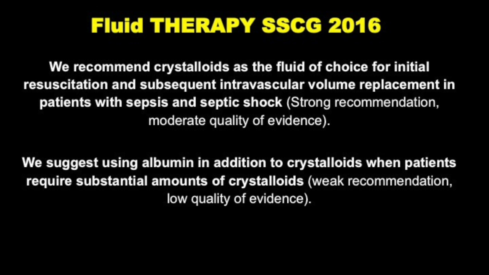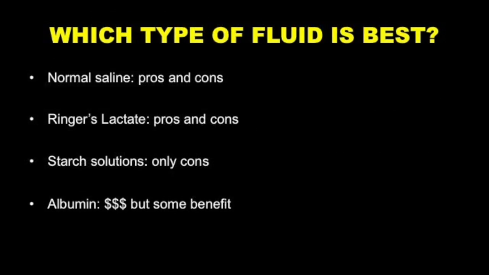So when we talk about which type of fluid is best, normal saline has pros and cons. It's available, probably the most readily available. It's not harmful in traumatic brain injury because it's not hyponatremic. But it is hypernatremic, a little hyperchloremic, and acidotic. So there are cons to it too.